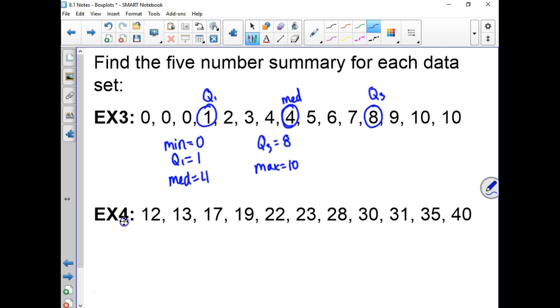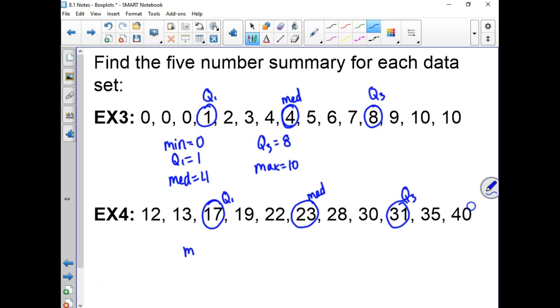On the next problem, we've got 11 numbers. Half of 11 is 5.5. If we round that up, we get 6. So the 6th number is our median. 1, 2, 3, 4, 5, 6. 23 right here is our median. We have 5 numbers on each side. So this 17 right here and this 31, those are going to be our quartiles.